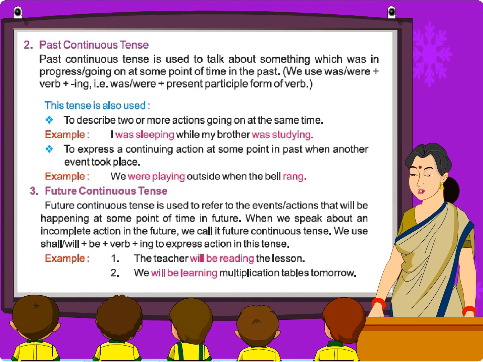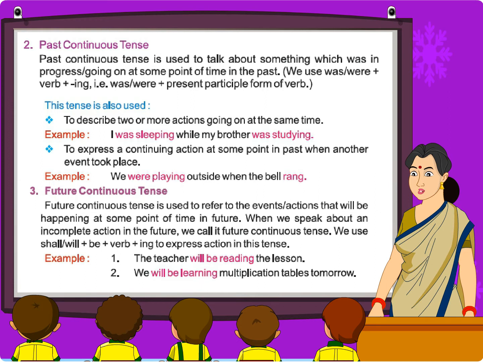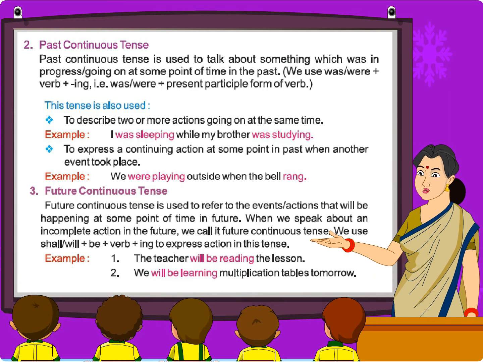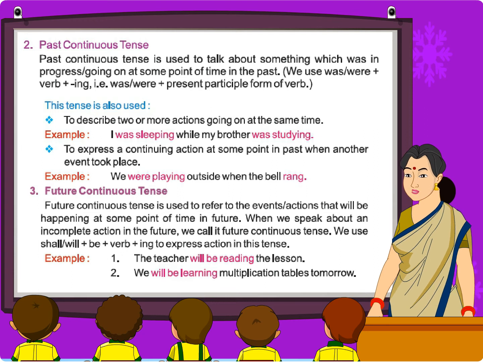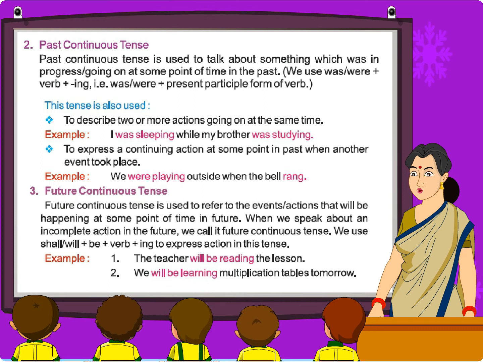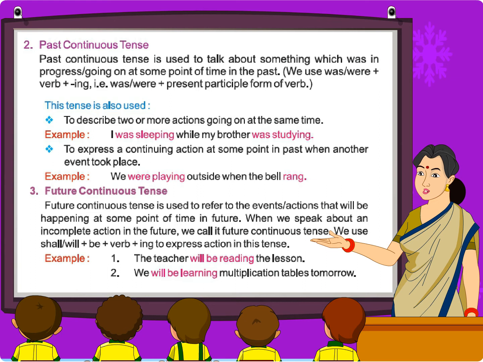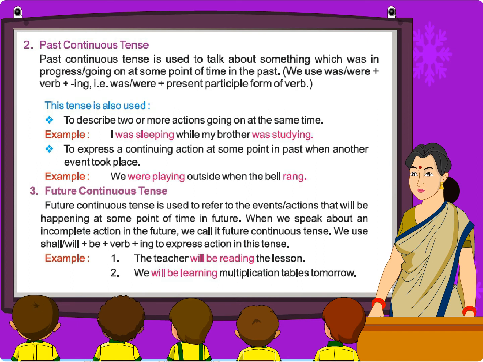Future continuous tense. Future continuous tense is used to refer to the events, actions that will be happening at some point of time in future. When we speak about an incomplete action in the future, we call it future continuous tense. We use shall, will plus be plus verb plus ing to express action in this tense. Example, the teacher will be reading the lesson. We will be learning multiplication tables tomorrow.